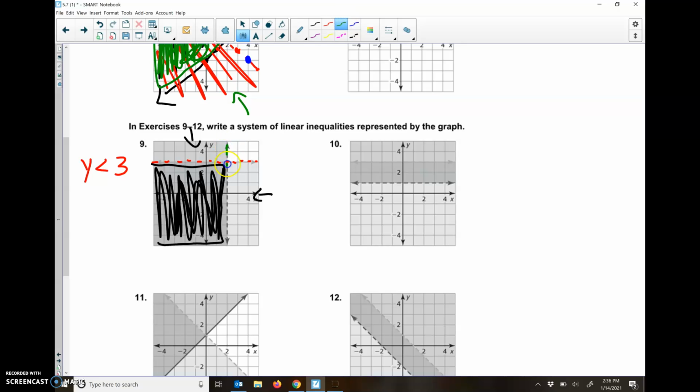I'll do this line right here in green. So it looks like it's a vertical line. So we know x, it's getting shaded to the left. So it's a less than sign. And it looks like it's at 2. So x is less than 2.